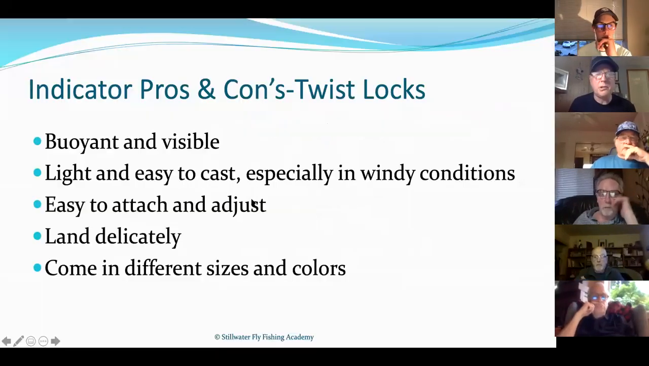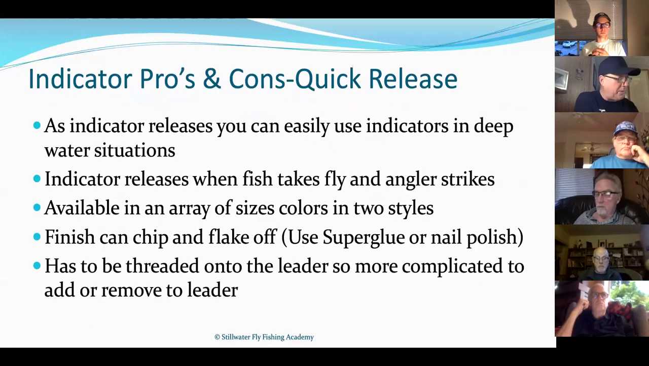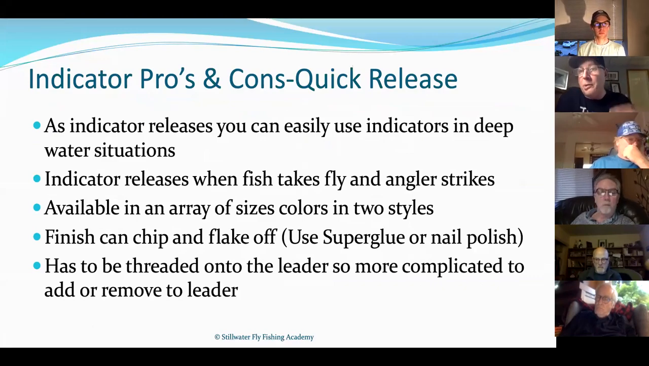Can everybody see that screen again? Yep. Okay. And then, of course, there is the quick release indicator. And these became really popular because for the first time, they allowed us to easily fish in water where our flies were hanging more than a rod length from the indicator. Because as we said with all the other ones, one of the primary issues is when you catch a fish, the indicator would become a barrier to landing it because it's stuck up at the rod tip.